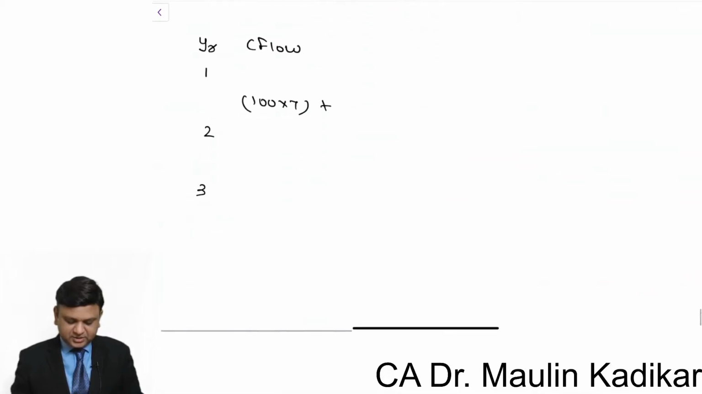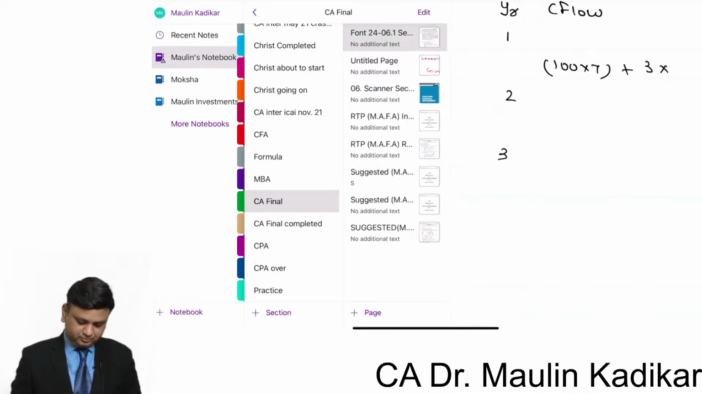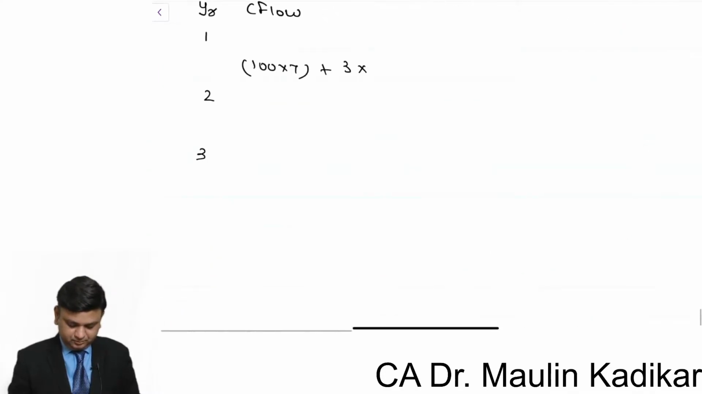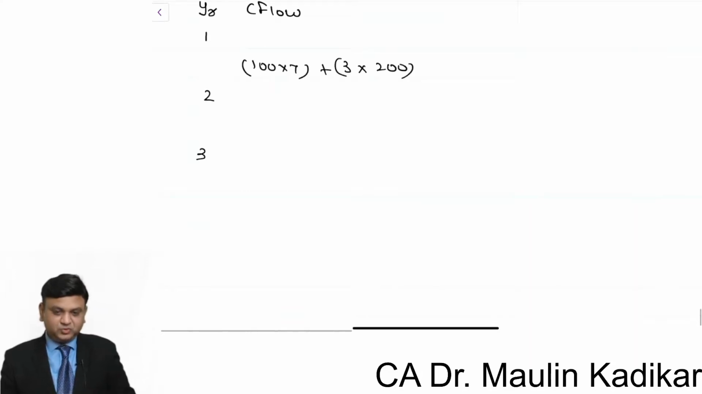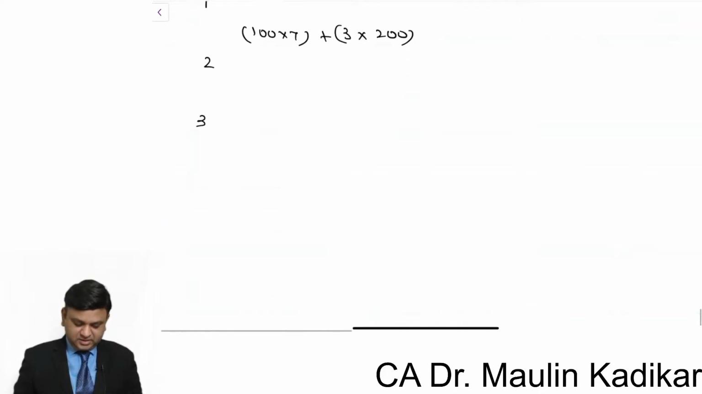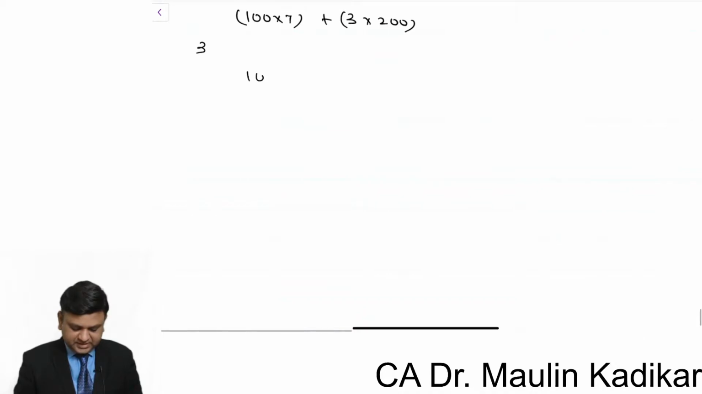Plus there are 3 securities of Y. So 3 into 200. So this is the income for security X and Y taken together. Similarly, for the second year we will make the calculation 100 into 7 plus 3 into 200. For the last year it is 100 into 7 plus 3 into 200 plus you will get the redemption value.